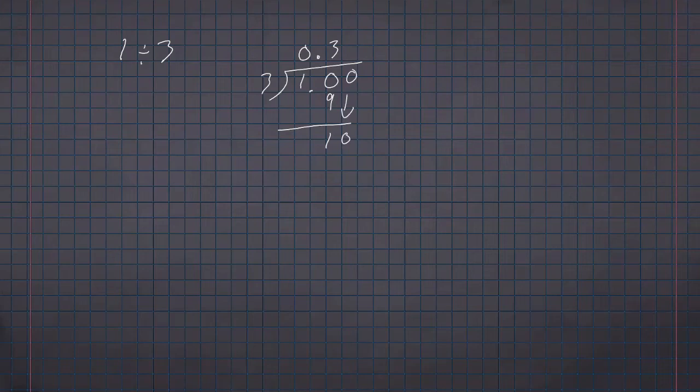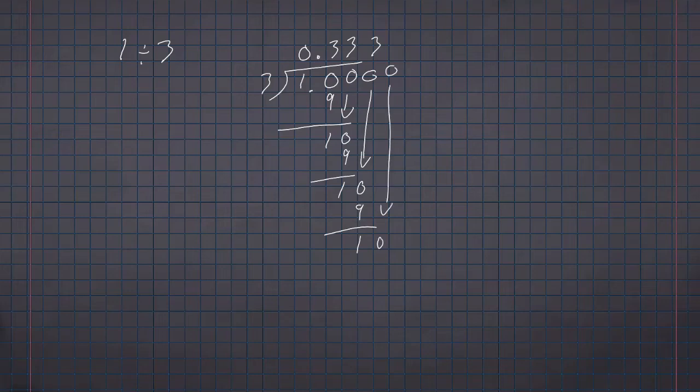And we have 3 goes into 10. Weren't we just here? 3 fits into 10 3 times. 3 times 3 is 9. Subtract that off, you get 1. We have a remainder, so add a 0, drop it down, and again 3 goes into 10 3 times, 3 times 3 is 9, subtract that off, you get 1. There's a remainder, so add a 0 and drop it down.